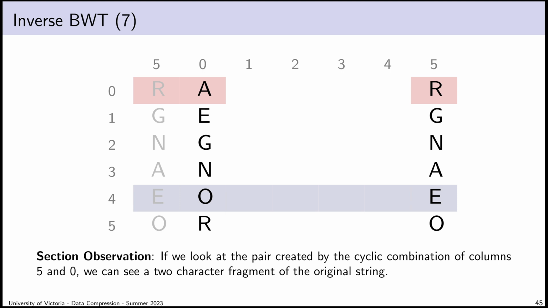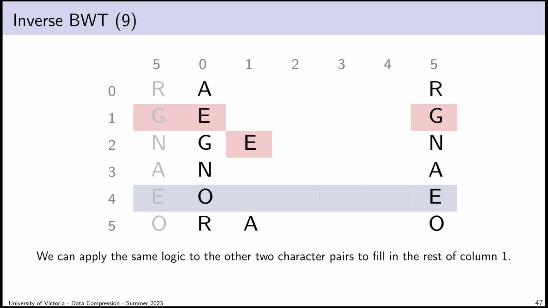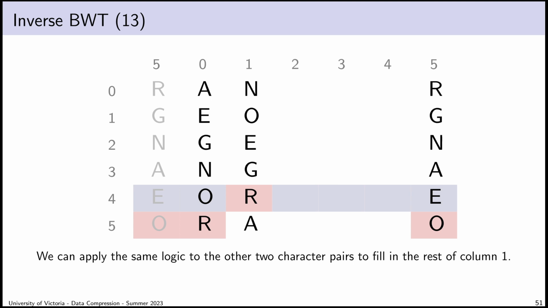So if I notice that R comes before A, or A comes after R, then that's a 2-character fragment of my original string. Somewhere in my string was an R followed by an A. Well, in column 0, there's only one R, so I guess the A has to go here. Okay, so I can deduce that. I can fill in that entry. And I can do that for everything else as well. If the string contains GE, there's only one G available in column 0, so this has to be an E. And I can do that to fill in all of column 1.